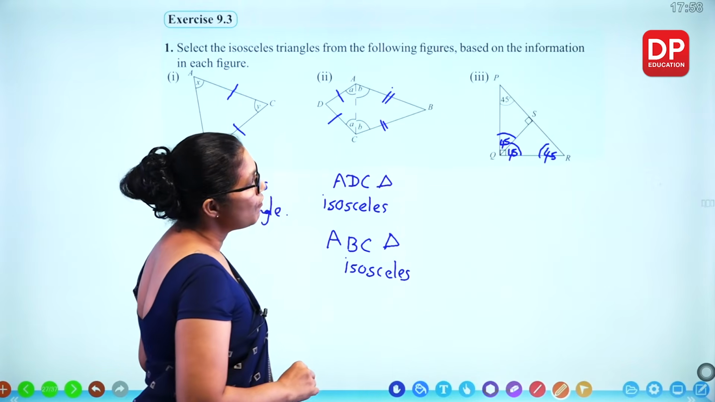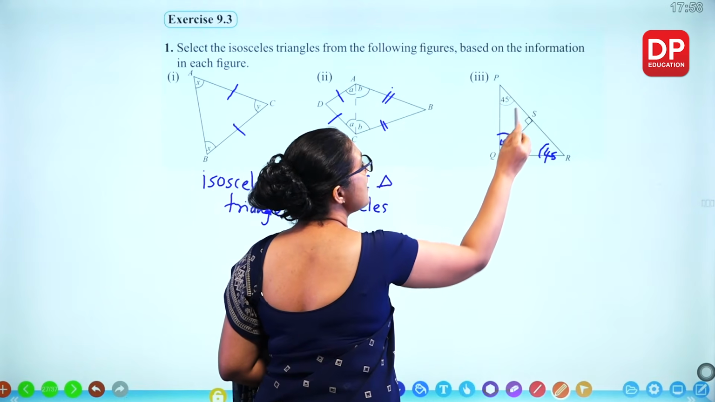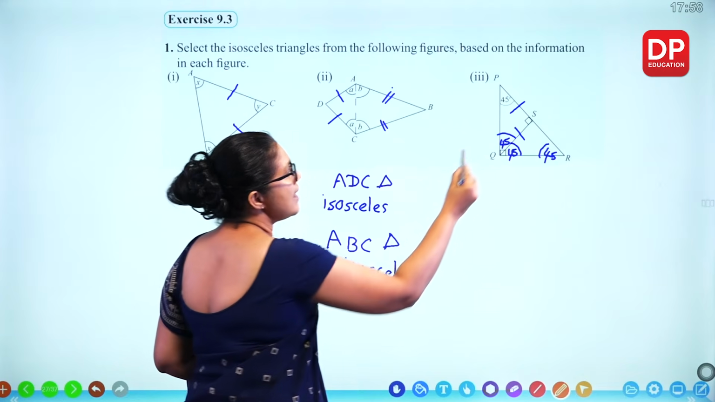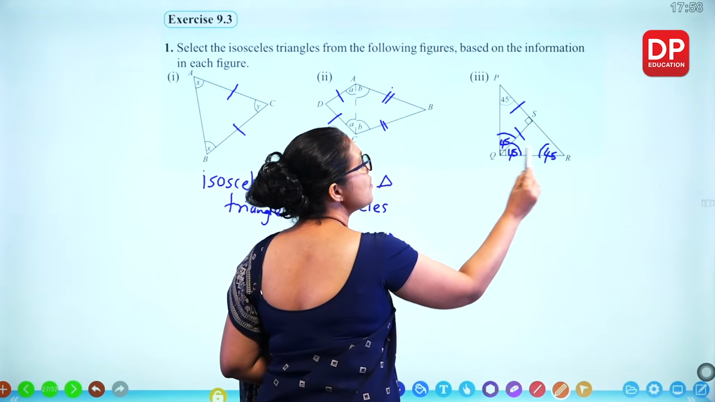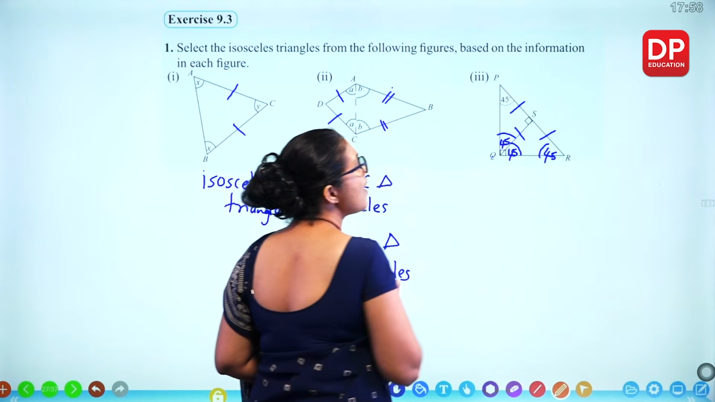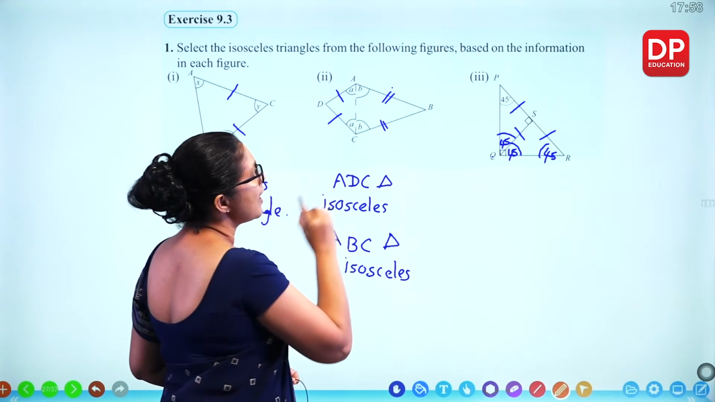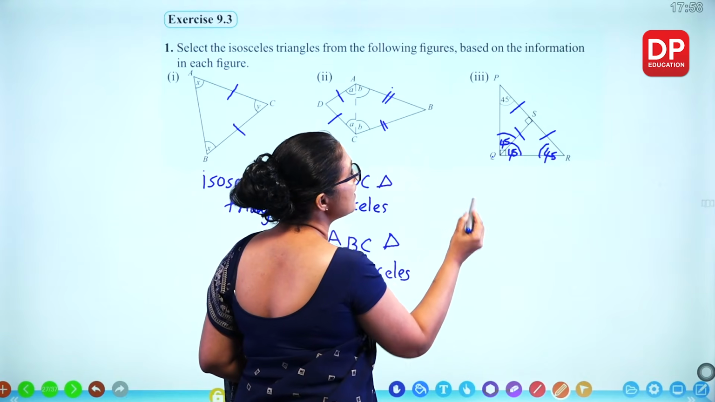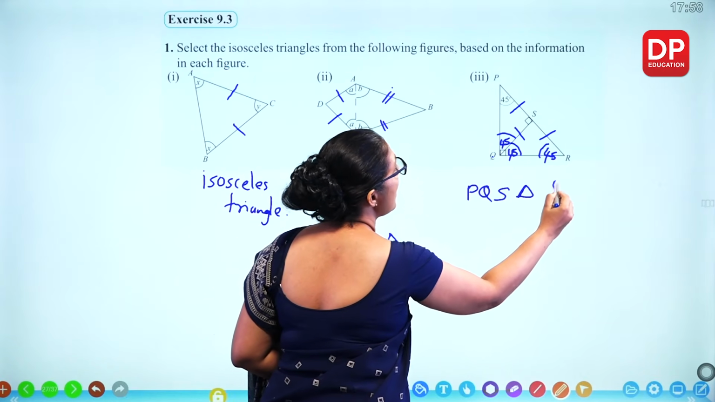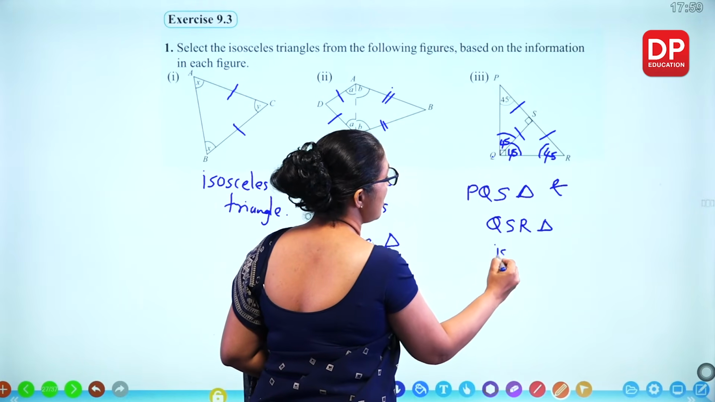Now look carefully, which angles are equal? We can see these two angles are equal, so this side should be equal to this side. And in this triangle, these two angles are equal, so we can say SQ and SR both are equal. So what are the isosceles triangles? We can say PQS triangle and QSR triangle are isosceles.